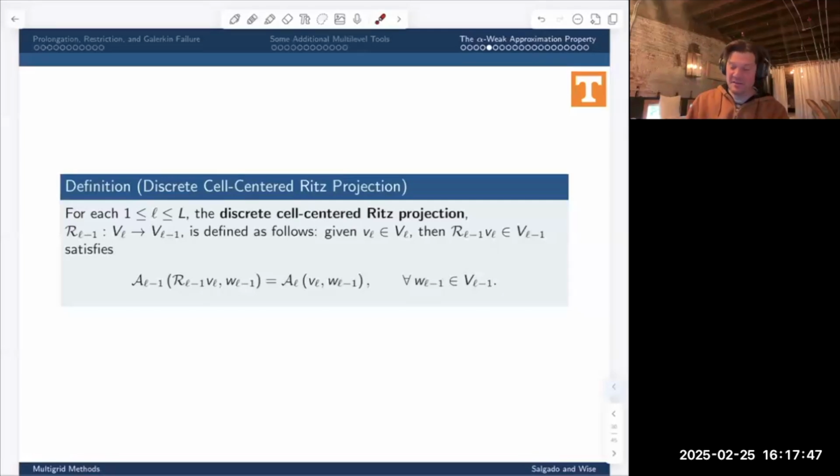And if somebody raises their hand and says, I want to see it, I'll do it, but otherwise we'll just assume that you know that one. So here's the discrete cell-centered Ritz projection in this cell-centered setting.